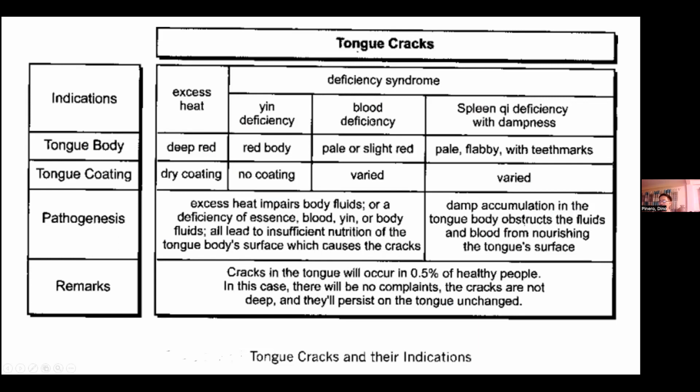Sa pathogenesis naman ng spleen qi deficiency with dampness, damp accumulation in the tongue body obstructs the fluid and blood from nourishing the tongue surface. Sa remarks, cracks on the tongue will occur in 0.5% of healthy people. So, pwede po natin ma-observe yung mga tongue cracks sa healthy people.